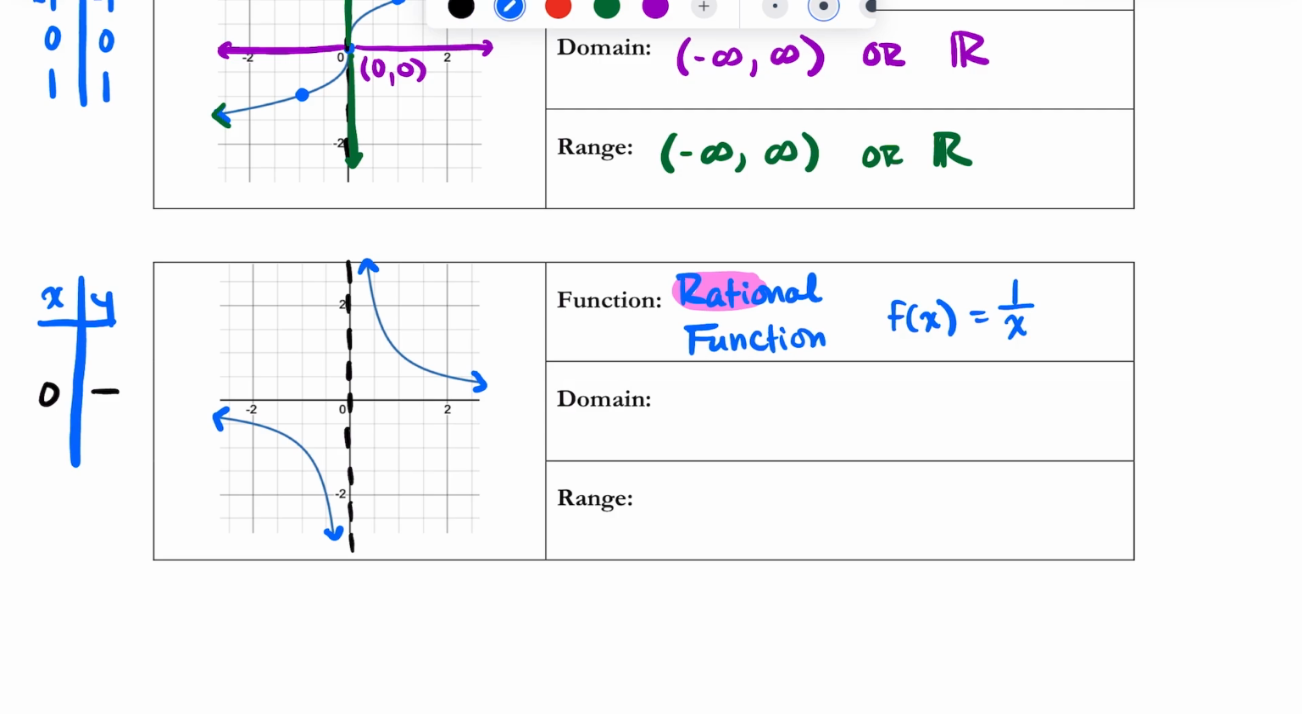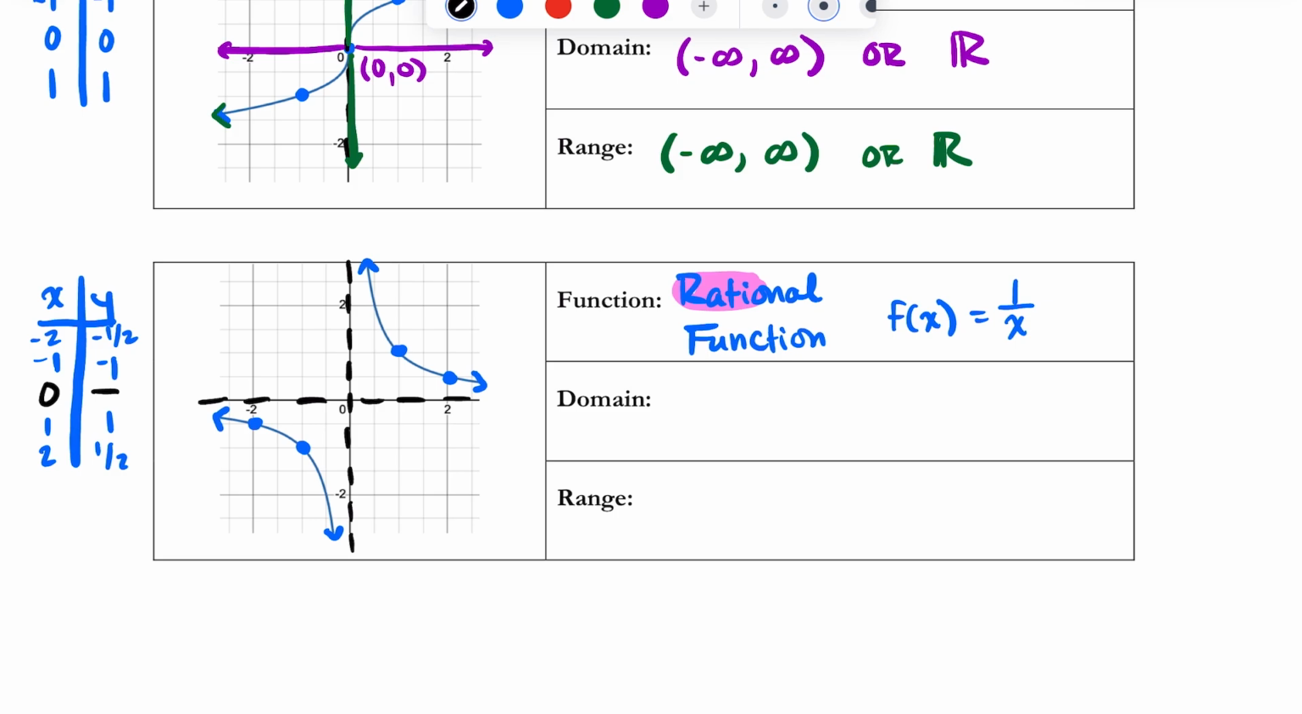But if I were to plug in some other numbers, like -2, -1, or 1 and 2, that would give me -1/2, -1, 1, and 1/2. And if I look there, those are the values I'm getting for those points. And that's where that curve is coming from. So, same thing, that means that if I can't let x equal 0, there's never a chance where y is going to equal 0. So I'm going to put that line there as well.